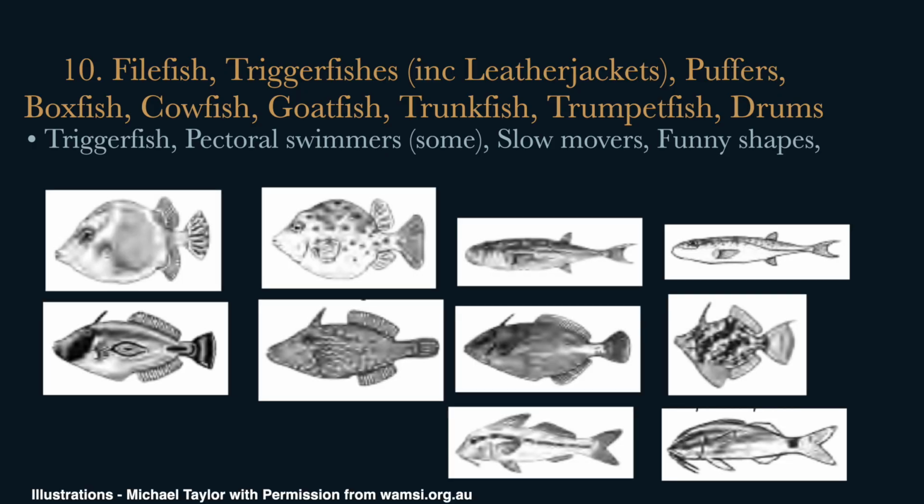Group number 10 are filefish, triggerfishes, including leatherjackets, puffers, boxfish, cowfish, goatfish, trunkfish, trumpetfish, and drums. Triggerfish, many of them, have a big spine on their back, like a trigger. Most of them are pectoral swimmers and slow movers, with funny shapes and quite often colourful.